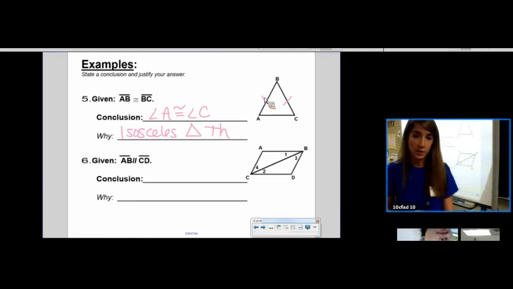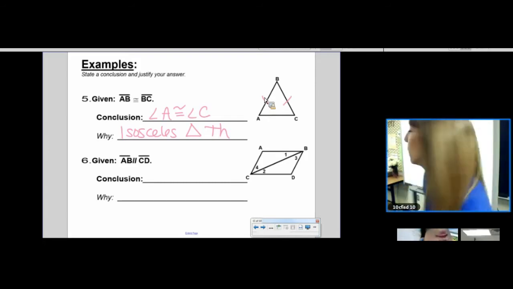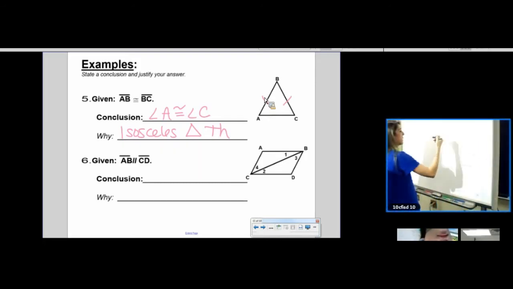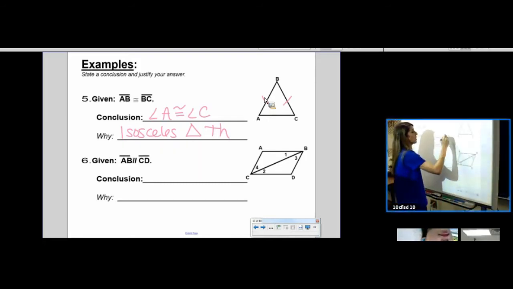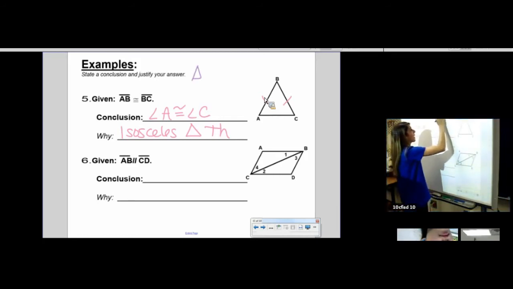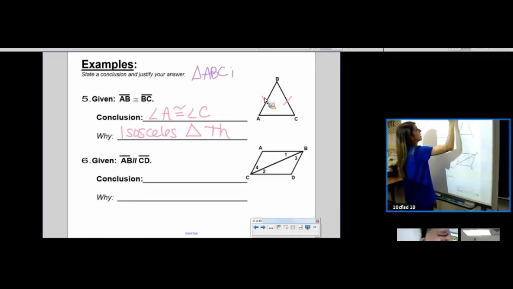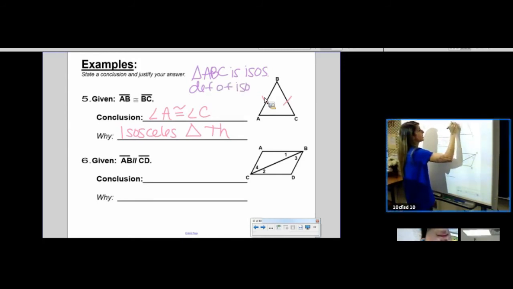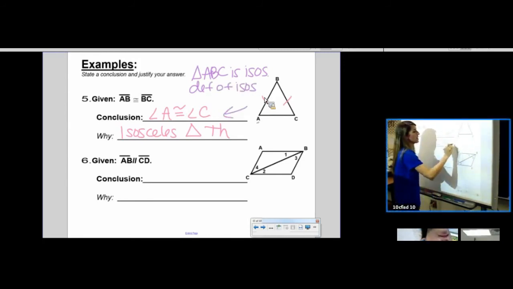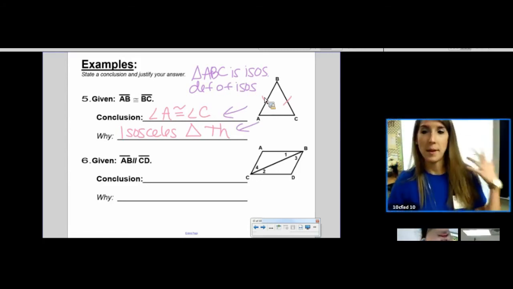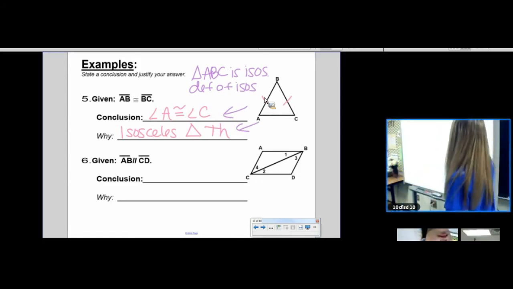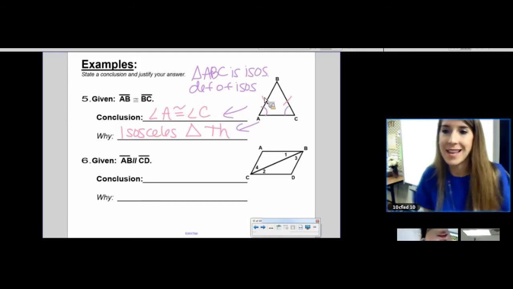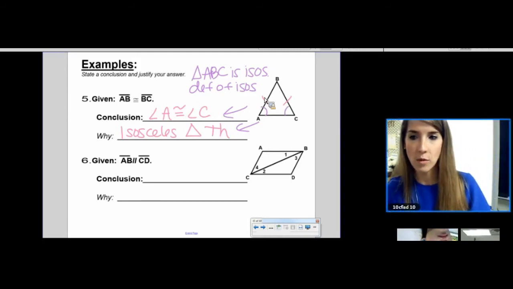But you could have also said, your conclusion could have been, let me give you part B, I'll do it in a different color. Your conclusion could have also been, triangle ABC is isosceles. You could have stated that. And then your reason would have been definition of isosceles. But I'm going to tell you that this one is going to be more beneficial to us because if we're doing theorems, we need things to be congruent, and so that one would be more beneficial.